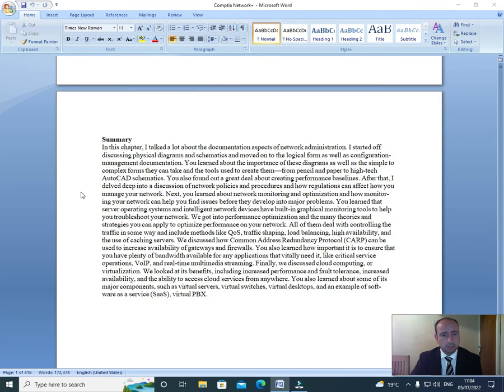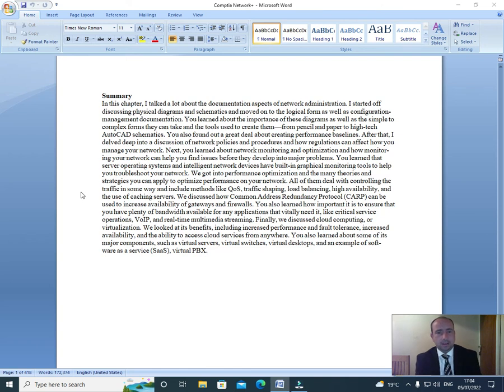Summary. In this chapter, I have talked a lot about the documentation aspects of network administration. I started off discussing physical diagrams and schematics and moved on to the logical form as well as configuration management documentation. You learned about the importance of these diagrams as well as the simple to complex forms they can take, and the tools used to create them, from pencil and paper to high-tech AutoCAD schematics.